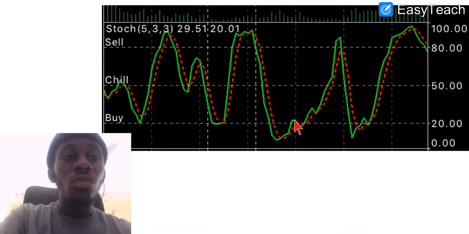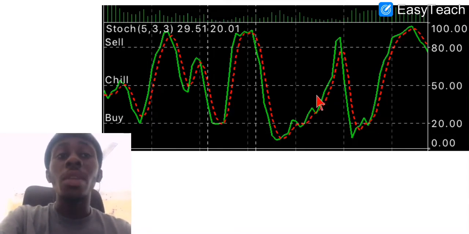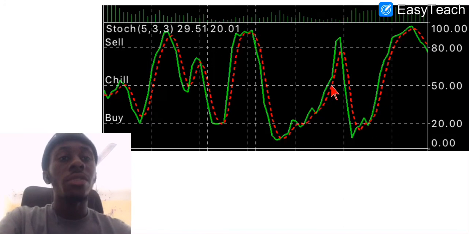So even if you weren't able to enter here, you could have entered here. You buy when it goes up, and then you take your profit. It goes to any point, whether it goes here or any point. Your target will determine your pips, whether you want 10 pips, 20 pips, or whatever.